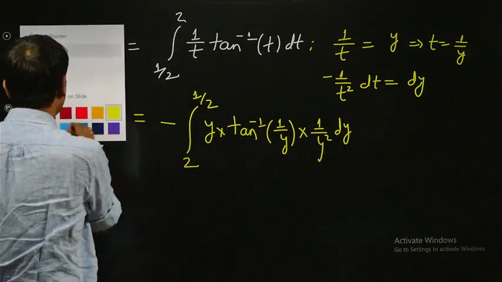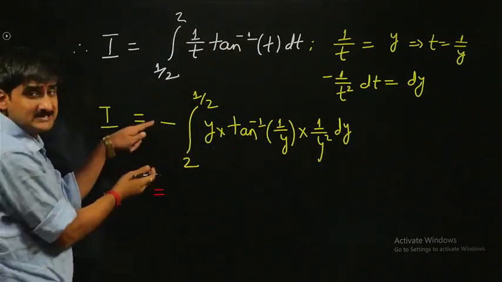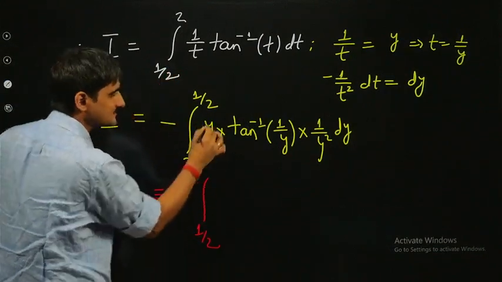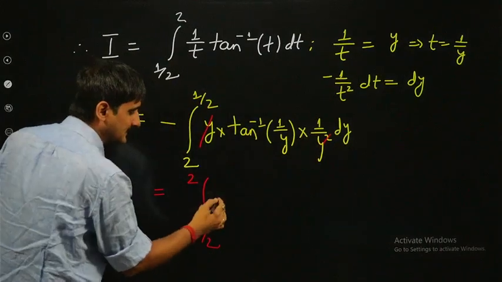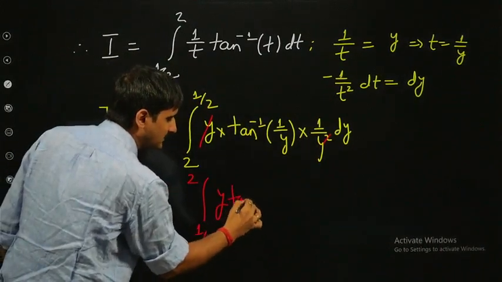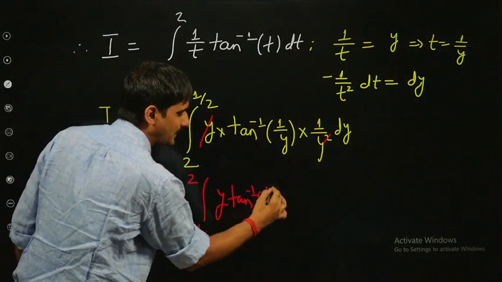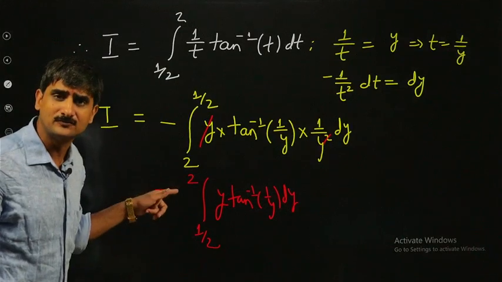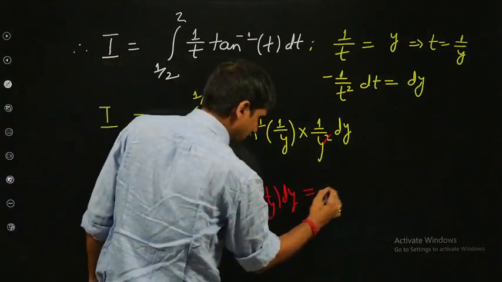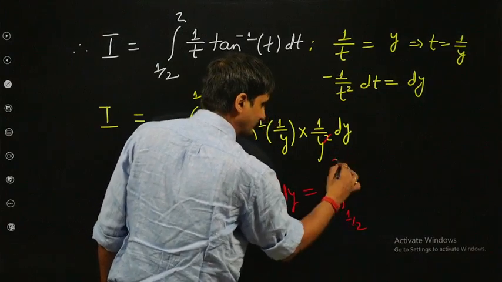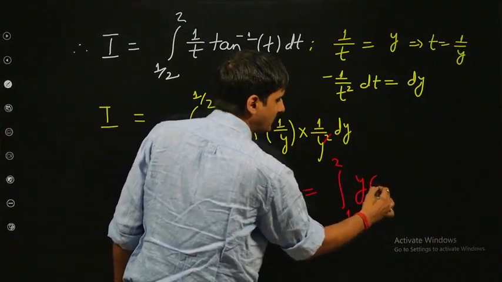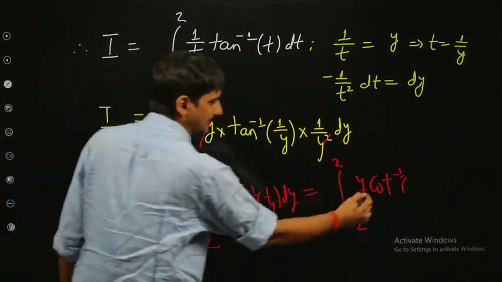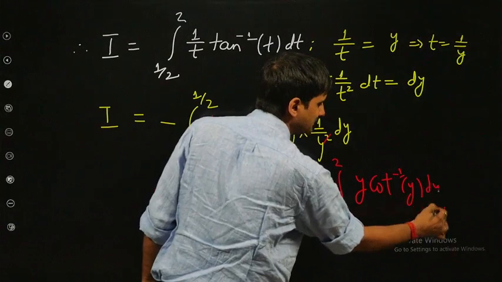So what do we get here? Since it's minus, we will again interchange the limits. So half to 2, y and 1 by y get cancelled, leaving y into tan inverse of 1 by y dy. Since y is positive, it goes from half to 2, so it's positive. That means it's half to 2 of y times cot inverse of y dy, which is, with the 1 by y factor, cot inverse of y dy.